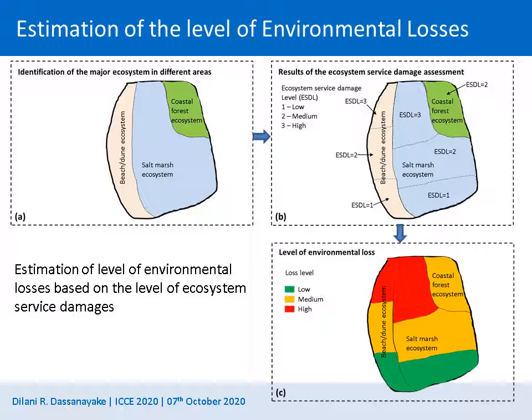Once damages of all ecosystems and their services are identified, the overall environmental damage can be estimated as shown in this slide. Here, an imaginary area with 3 ecosystems is considered, and by developing similar methods to estimate the damages to ecosystem services, the levels of ecosystem services damages are estimated. Then the environmental losses are represented by the ecosystem services damage levels.